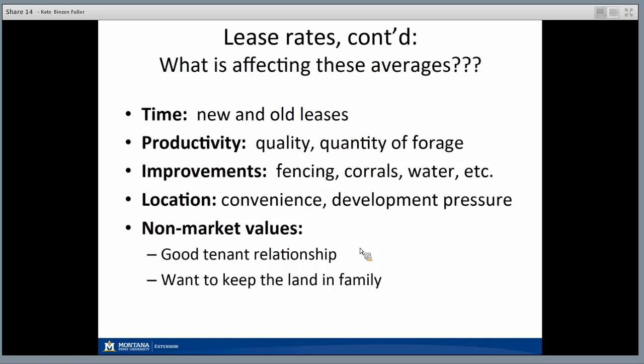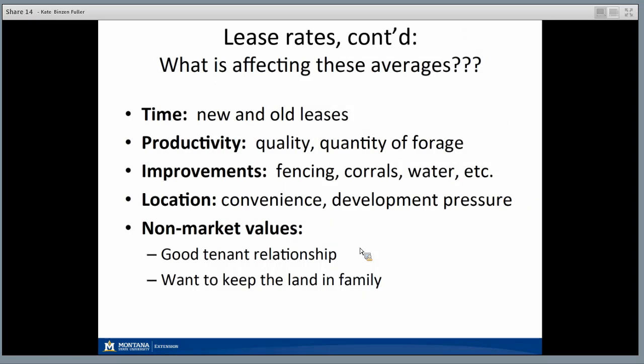Location, so if you're near a major urban area, or maybe you're closer to a grain elevator, you can see a bit of a premium on that land. There's also the opportunity cost of development pressure. So if you're near an urban center, like here in Bozeman, you might see a little bit higher rate because there is the alternative of developing a property into housing.